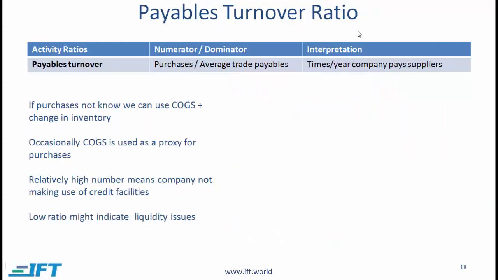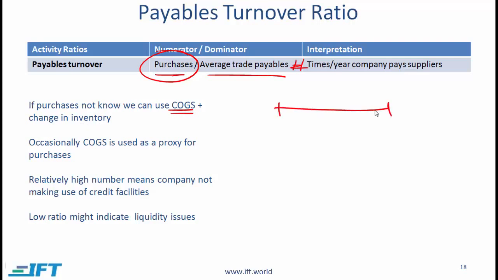Payables turnover ratio. This is purchases divided by average trade payables, and the interpretation is the number of times per year that a company pays its supplier. As an analyst, you might not have access to the purchases account. Then what you use is the cost of goods sold plus change in inventory.